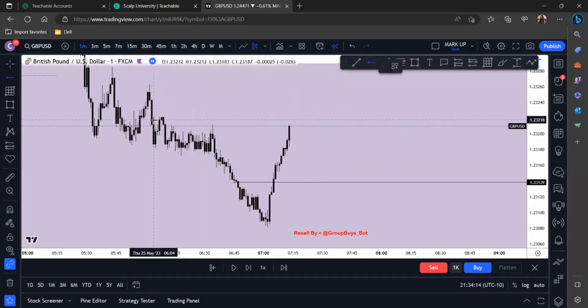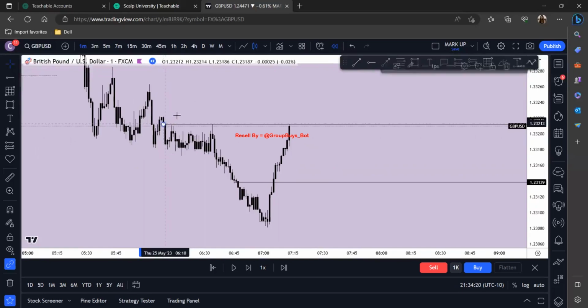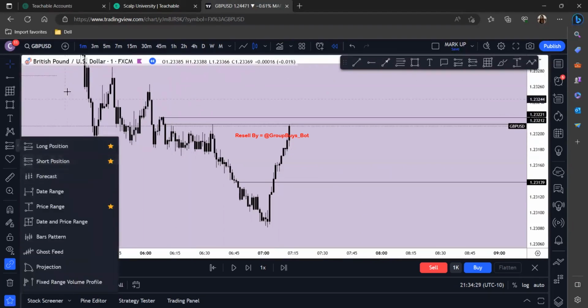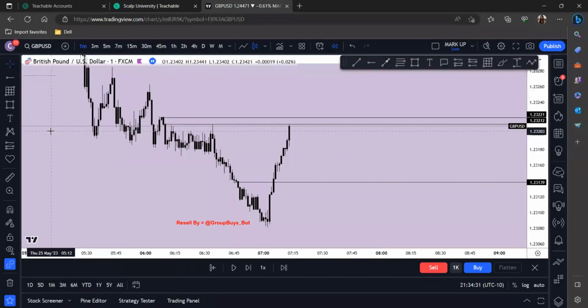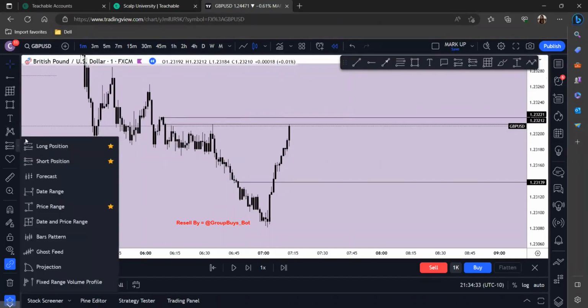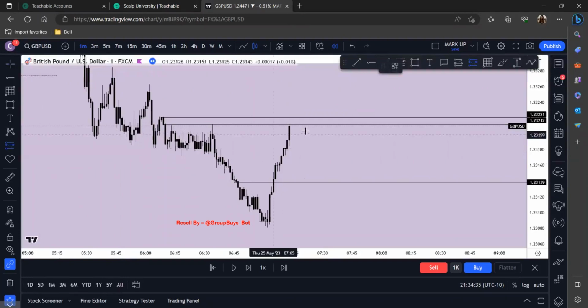So you could set a stop loss, right? Sorry, not a stop loss. You could set a limit just above liquidity right here, or you could set a limit just above liquidity right here. Either way, depending on the move, each one could give you a pretty decent move.